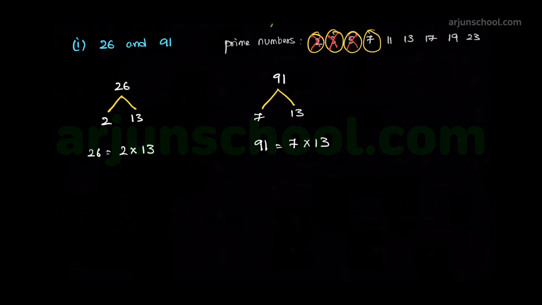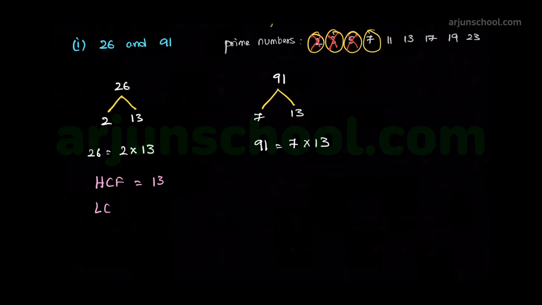Now let us find the HCF and LCM. What is HCF? HCF is the product of all common prime factors with the smallest power. In 26 and 91, what are the common prime factors? 13. And the least power is 1. HCF of 26 and 91 is equal to 13.